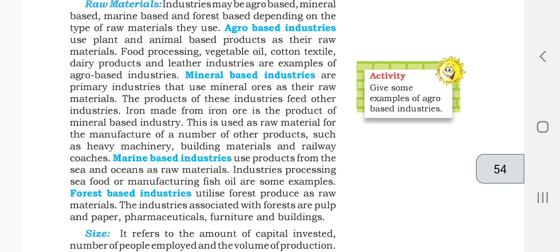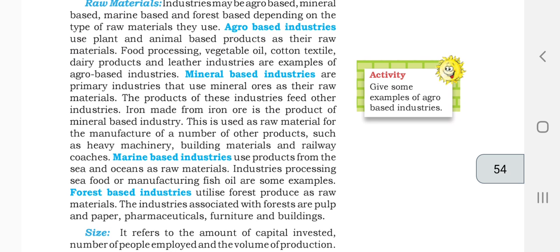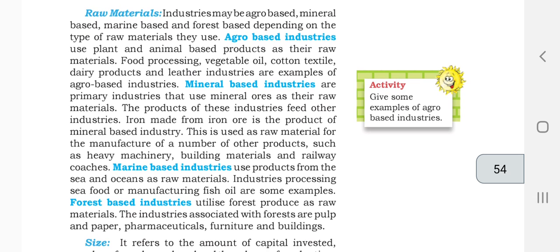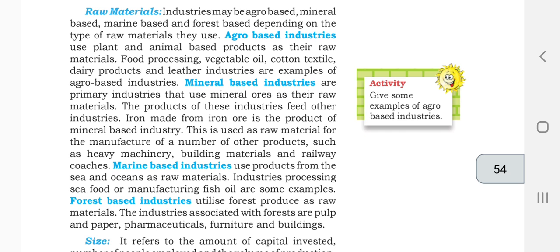So food processing, vegetable oil, cotton textile, dairy products and leather industries are examples of the agriculture based activities, agro based industries. Next one is mineral based industries, which are primary industries that use mineral ores as their raw materials. The products of these industries feed other industries. Iron is a product of mineral based industries.